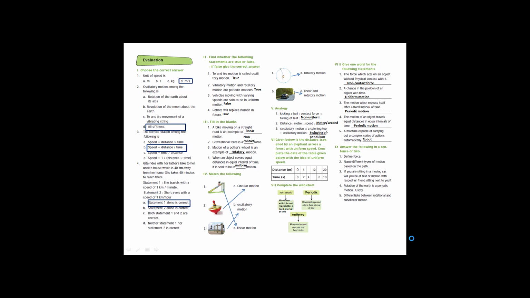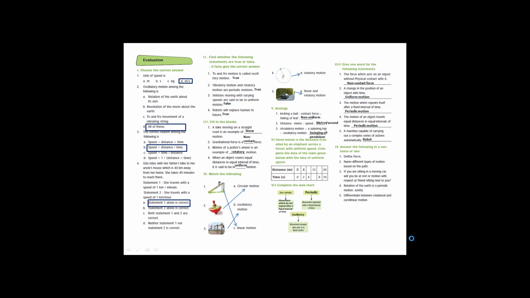Fill in the blanks. A bike moving on a straight road is an example of linear motion. Gravitational force is a non-contact force. Motion of a potter's wheel is an example of rotatory motion. When an object covers equal distance in equal intervals of time, it is said to be uniform motion.